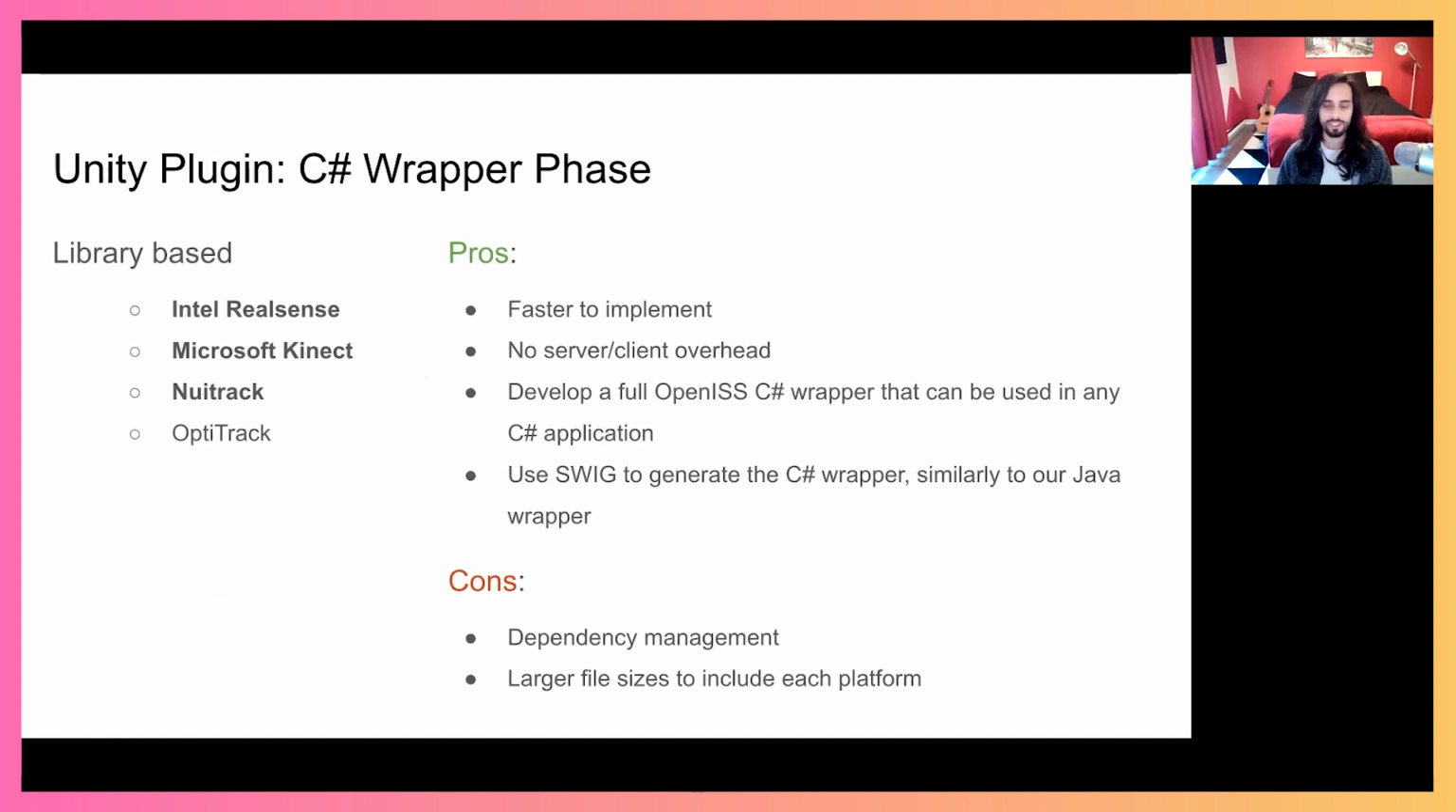We also weighed the pros and cons for our knowledge, our expertise, and what we actually already have developed. And library-based seemed like the best solution. For us, it was faster to implement. There's no server client overhead. And as an extra bonus, it develops a full OpenISS C# wrapper, which is independent from Unity, meaning that we can now use OpenISS in any C# application. We do this generation of the wrapper through something called SWIG, which we already have some knowledge about and experience with, because that's how we develop our Java wrapper.